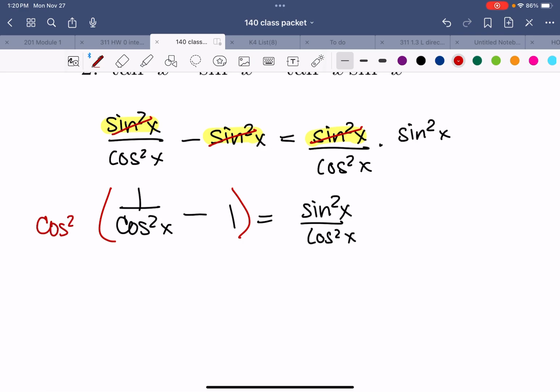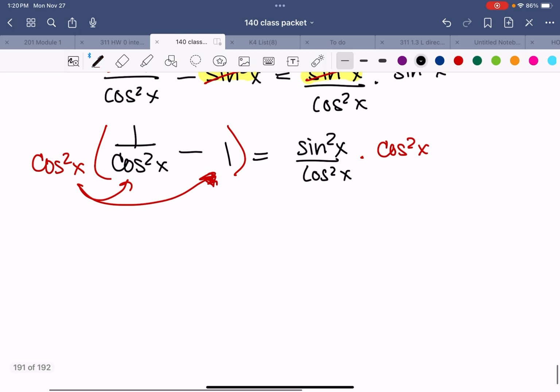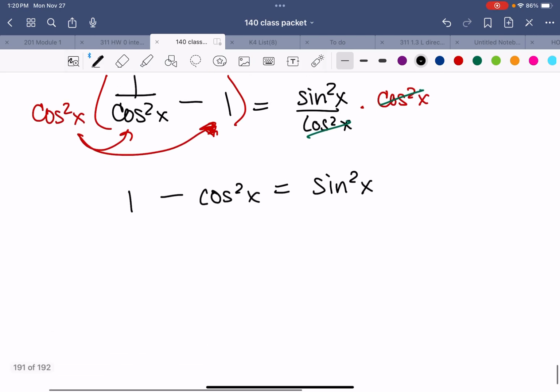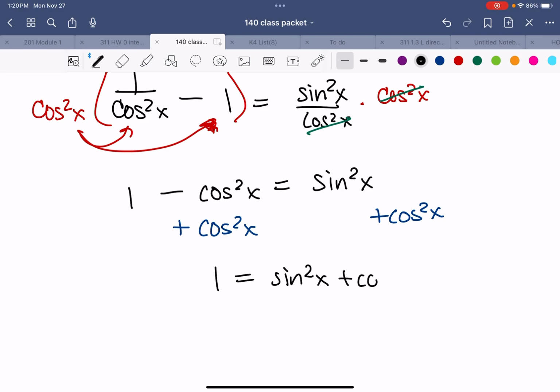So multiply both sides by cosine squared. On the left, again, I'm going to distribute because I'm subtracting, so I have two terms. That's going to give me 1, because the cosines will cancel, minus cosine squared. And on the right, these two cancel, so we're left with just sine squared. And just like in the last one, I almost have that identity. Let's add the cosine squared to both sides. So cosine squared x added to both sides gives me 1 equals sine squared x plus cosine squared x.